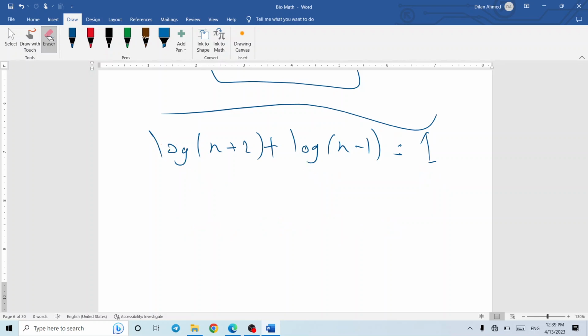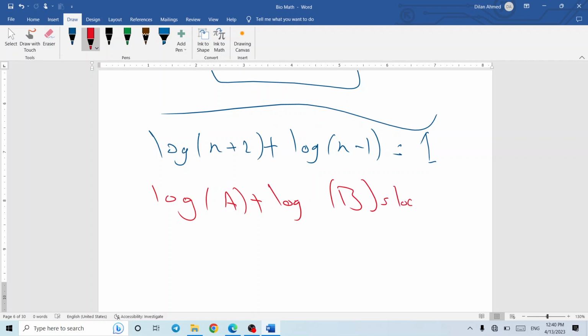But in 4.4, we got many properties. Do you remember? Log of A plus log of B equal to log of AB. You should use this property. If you don't know, it's okay, write your hint. Because later during the exam, you are going to face the same thing.